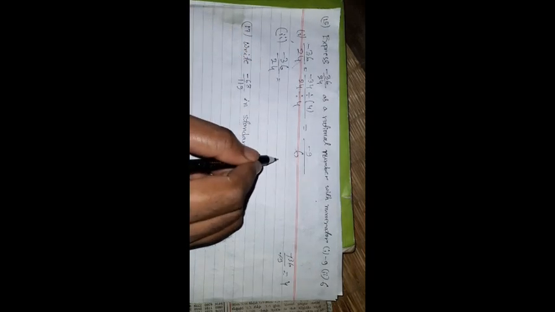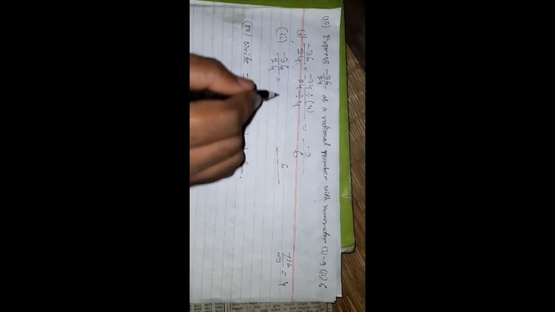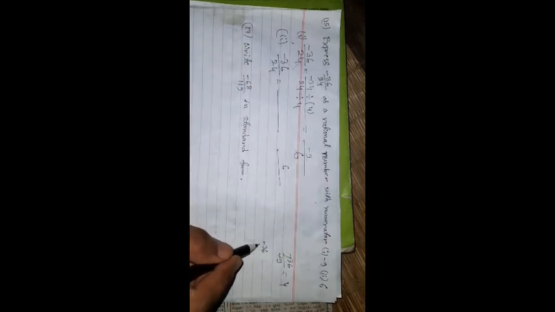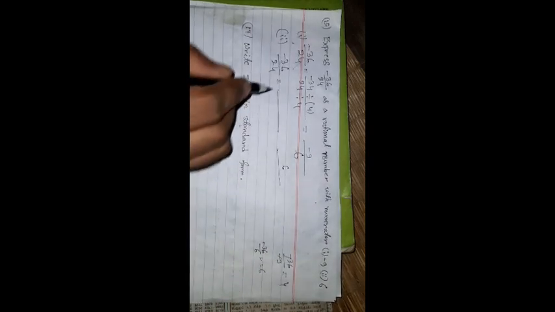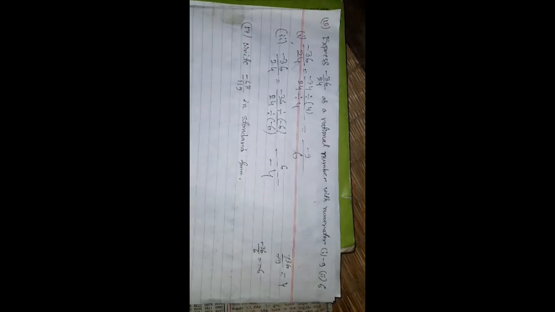Similarly, minus 36 upon 24 can be expressed as a rational number whose numerator is 6. So 36 divided by 6 is equal to minus 6. So we have to divide numerator and denominator by minus 6. Minus 4.